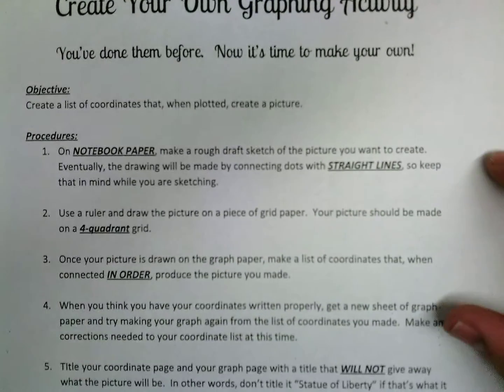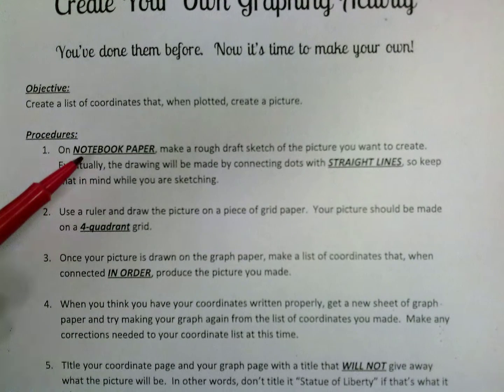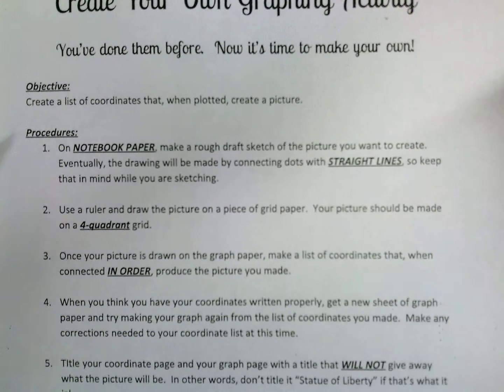The procedures for it, first you're going to start out with a sketch. So make a sketch of what you want your final product to look like. Keep in mind though that dot to dot is going to be a straight line. So you're not going to want something that has a ton of curves on it. Otherwise you're going to have tons and tons of points. So just keep that in mind as you're coming up with either an idea and your sketch.